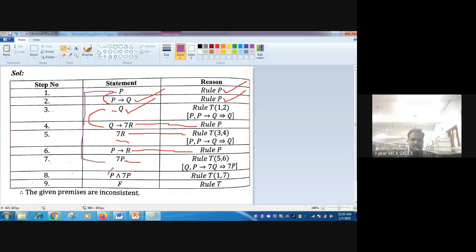By combining steps 1 and 7, P cap negation P, which implies automatically F, the truth value F. Since we are able to get the truth value F, that is contradiction, the given premises are inconsistent. If it is truth value true, then it is consistent, right?